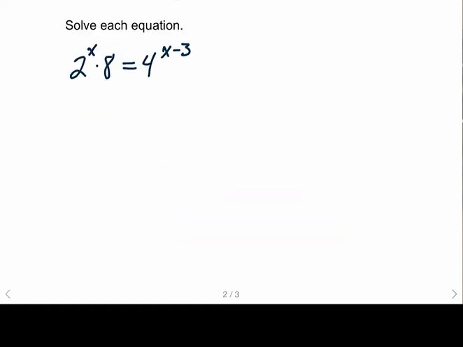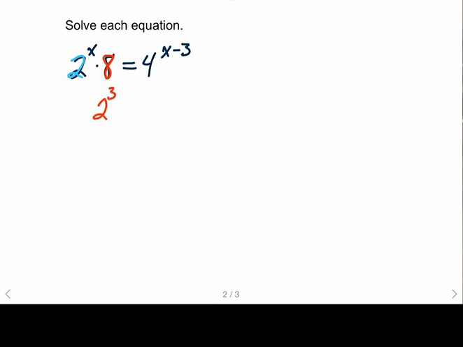Moving on, they get somewhat more interesting here, but the name of the game for this entire session is to make the bases match. Here we have 2 to the x times 8 is equal to 4 to the x minus 3. I want to write everything with a base that matches, and 2 looks like a good candidate here. 2 to the x, can we write 8 as 2 to some power? The answer is yes, it's 2 cubed.